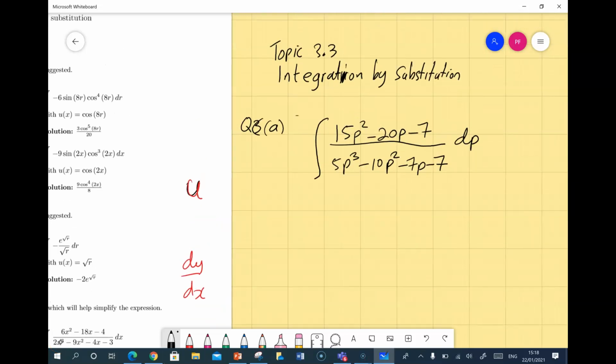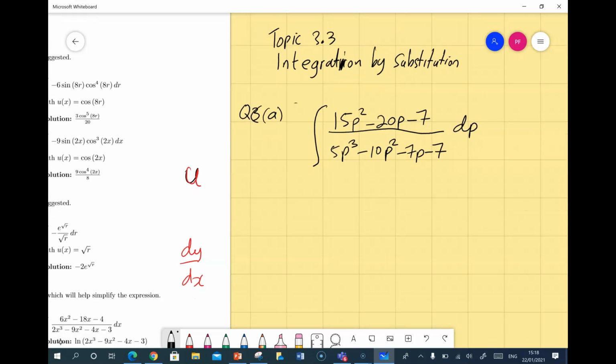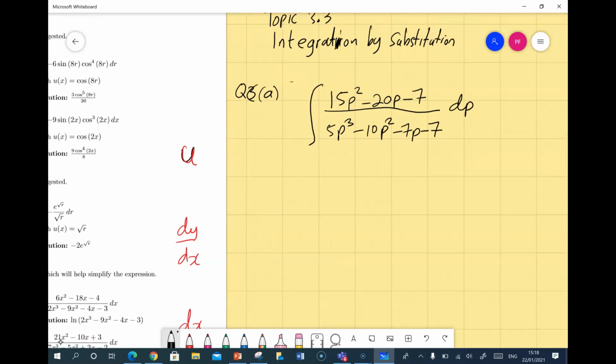Okay, we're still on topic 3.3, integration by substitution. This is question 3a. We have to integrate 15p squared minus 20p minus 7, all divided by 5p cubed minus 10p squared minus 7p minus 7 dp.